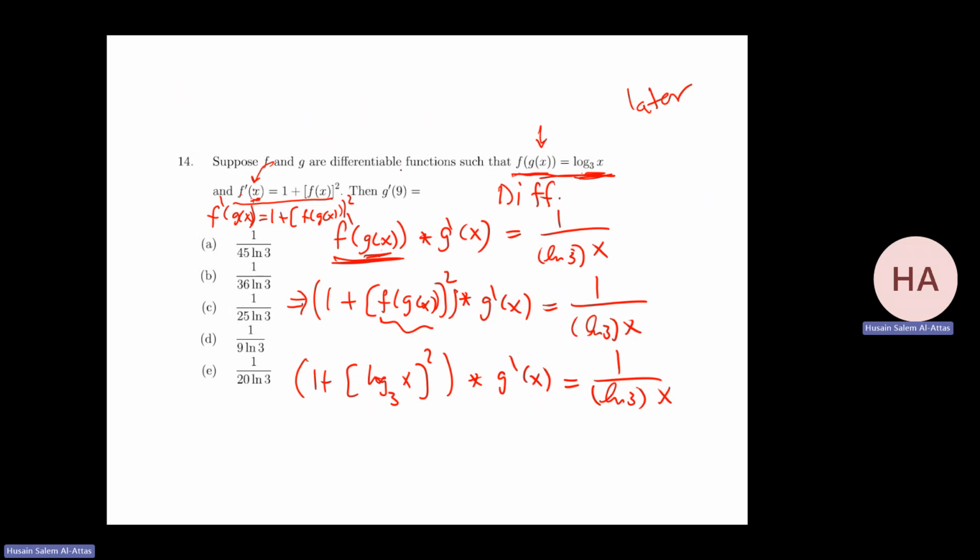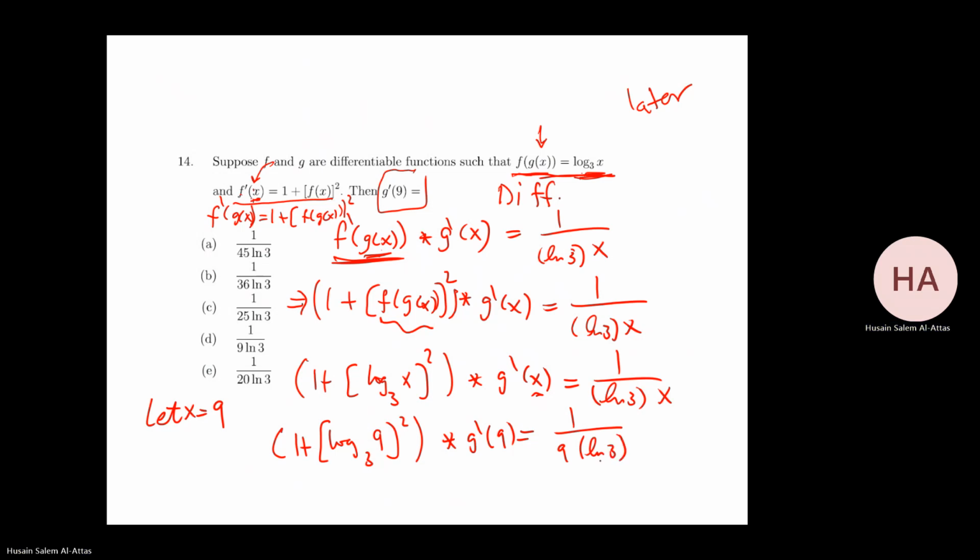I need what? They want g prime at 9. So for sure I will let x equal 9. See what will happen. So we have 1 plus log 9 with the base 3 squared times g prime at 9, which I'm looking for. That will be 1 over 9 ln 3.